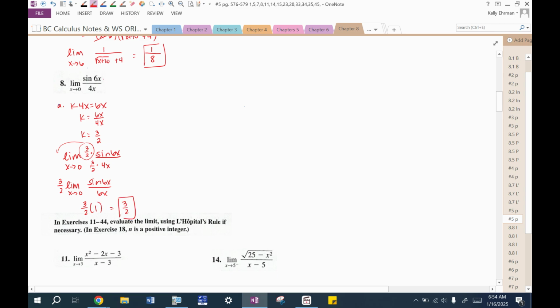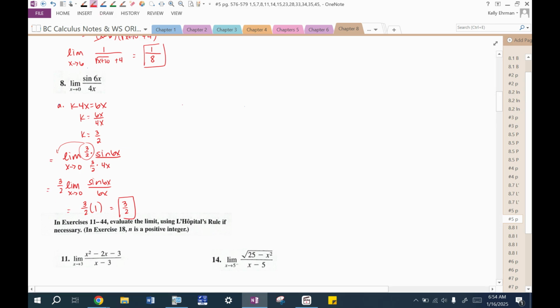Another way that I did this was, and again, I don't think this would come to mind as quickly, I used a sum formula for the sine of 6x. I made it 4x plus 2x. But now that I think about that, this matches more of what we did in chapter 1.